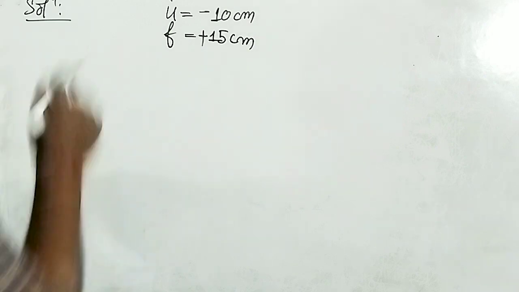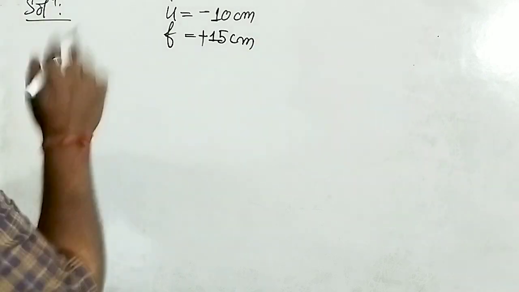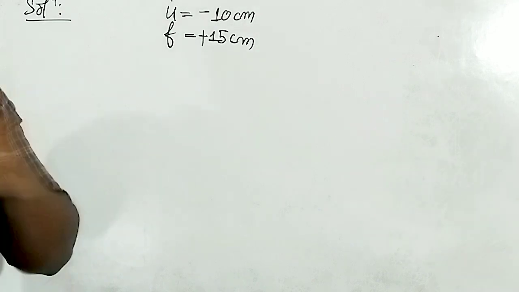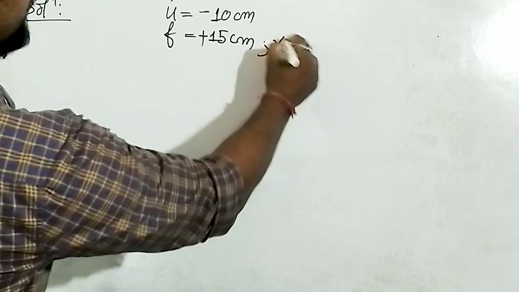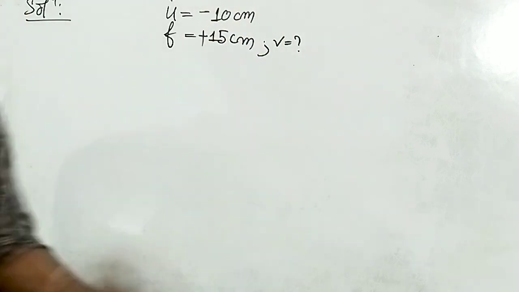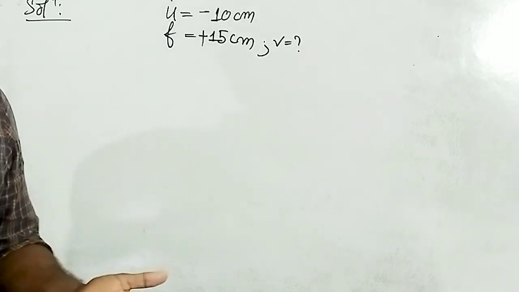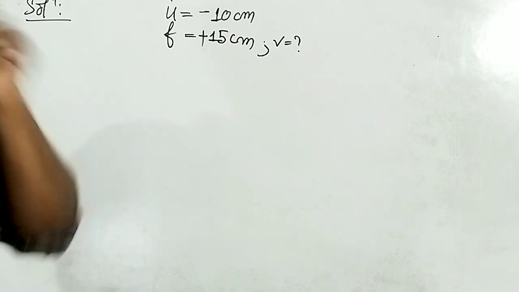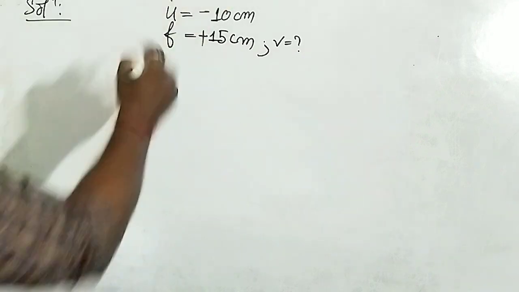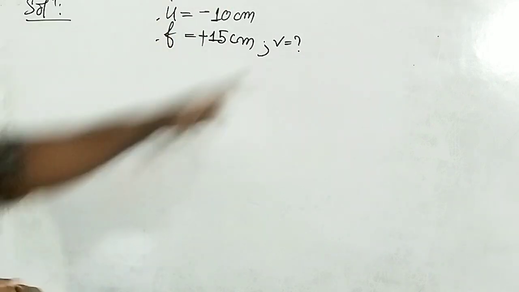Now they have asked me to find the position, that means the image distance, that means we need v. Now it is a question mark. We don't know the value of v, we have to find it. And the nature of the image, what kind of image is going to be formed. So we have u, we have f. One more quantity v is missing.